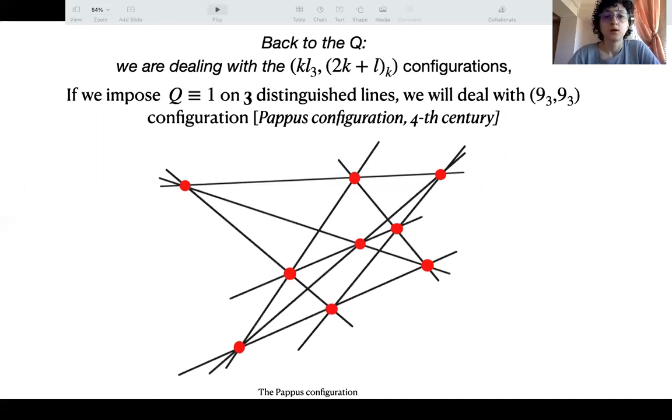Back to our problem, we came up that we're dealing with the following configuration presented here with KL points and 2K plus L lines. Now I started with imposing Q to be equivalent to 1 on 3 distinguished lines, and I came up that I'm dealing with a famous 9-3 configuration, which has been known since the 4th century. It is a well-known and famous configuration. I presented it in this slide.